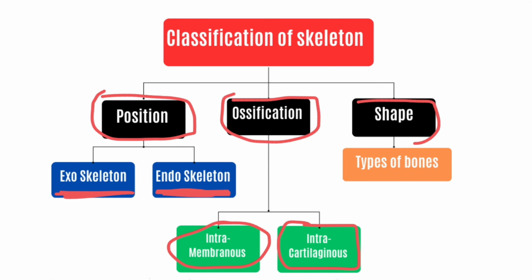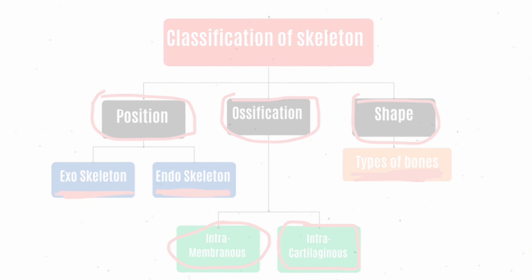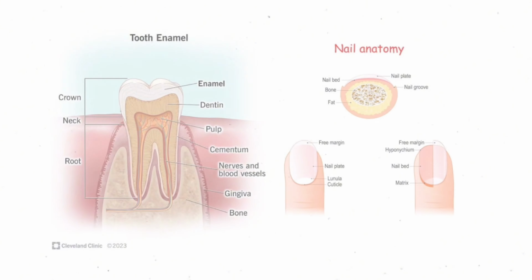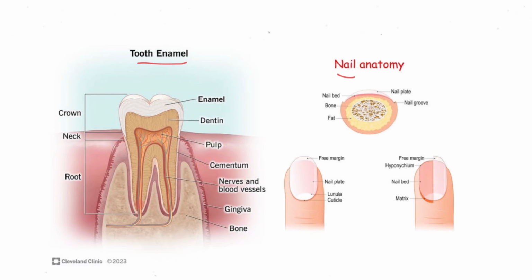The third classification is according to the shape of bones. According to Wickers, for our skeleton there are many types of bones in our body. Let's start with the first classification, the exoskeleton. Tooth enamel and nails are two examples of exoskeleton.